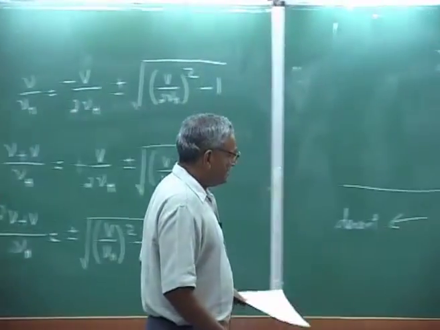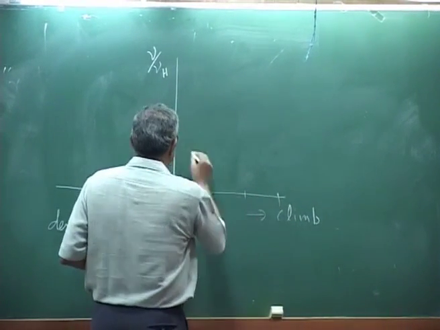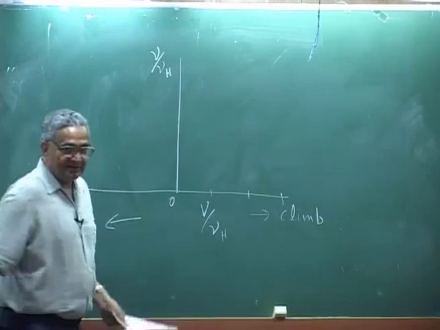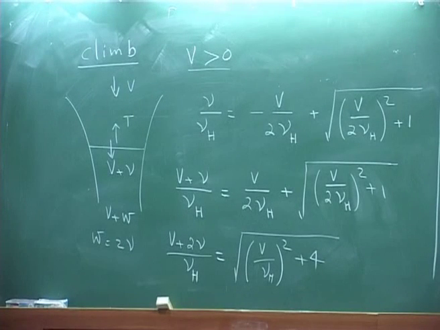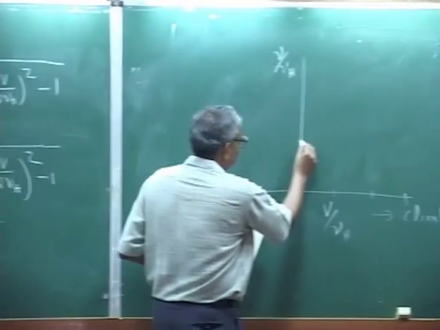So, we will just plot 1, 2, 3 and nu over nu h. In hover velocity is 0. So, nu over nu h is 1. So, the curve starts from 1.